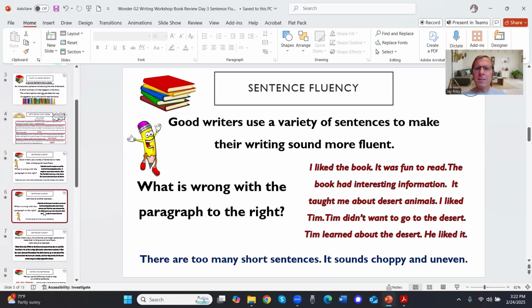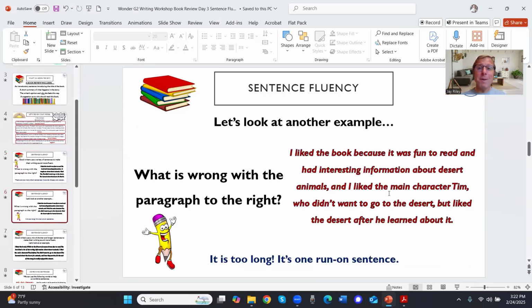And then conversely, we've got this next paragraph. So let's take a look at what's wrong with this. I liked the book because it was fun to read and had interesting information about desert animals. And I liked the main character, Tim, who didn't want to go to the desert, but liked the desert after he learned about it. So it's not a paragraph, it's just one giant long run-on sentence. So we've got to teach our students to use a good mix of both shorter sentences and longer sentences.